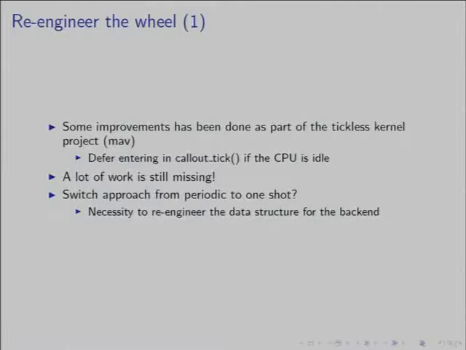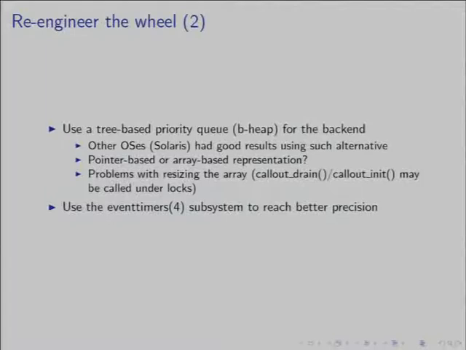Even though some improvements have been introduced, a lot of work is still needed. As I said, the possibility to not interrupt periodically is good. But as it is, the structure doesn't allow this. So what was the main idea that has been proposed in the past on mailing lists? Use a tree-based priority queue for the backend. A binary heap was proposed.